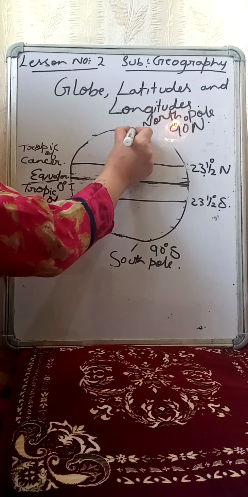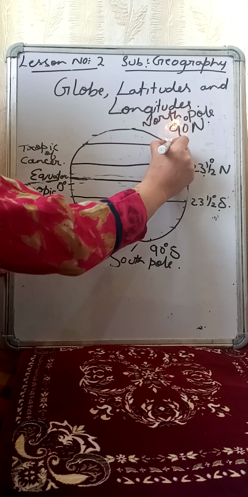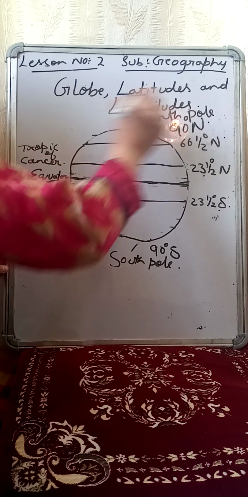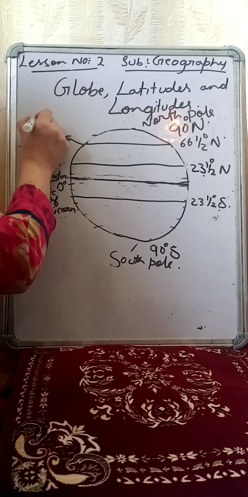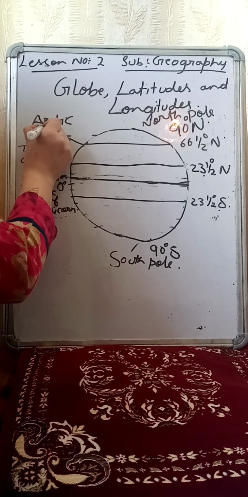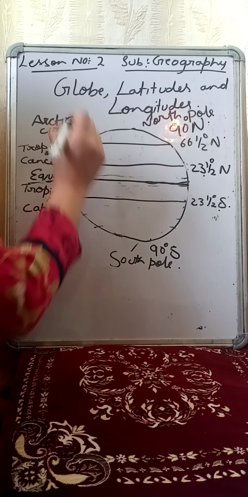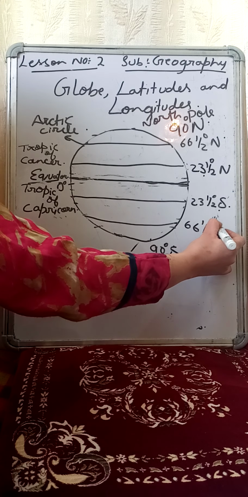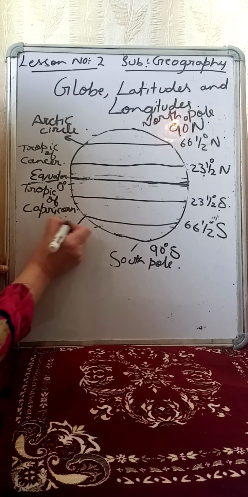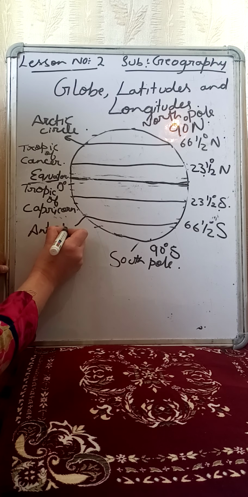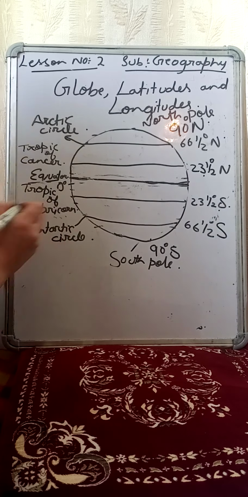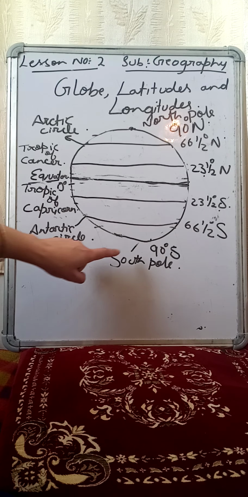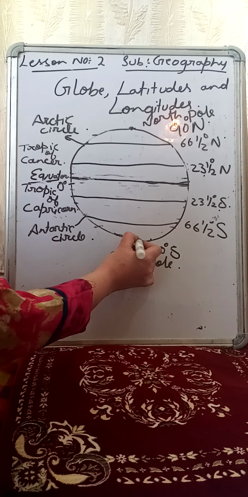We have another latitude also. It's over here. It's equal to 66.5 degrees N. It's known as the Arctic Circle. Another latitude is over here. It's also equal to 66.5 degrees S. This is known as the Antarctic Circle. Then we have another latitude, that is the North Pole, 90 degrees N, and another latitude, that is the South Pole, which is equal to 90 degrees S.